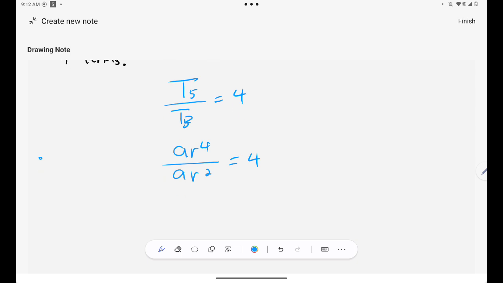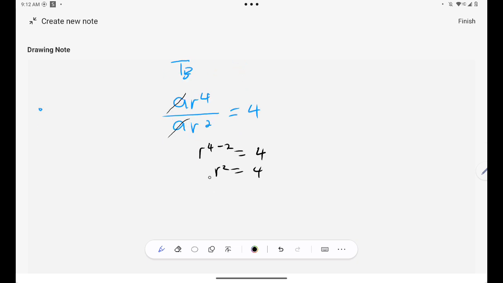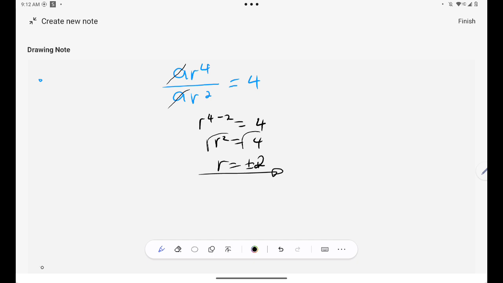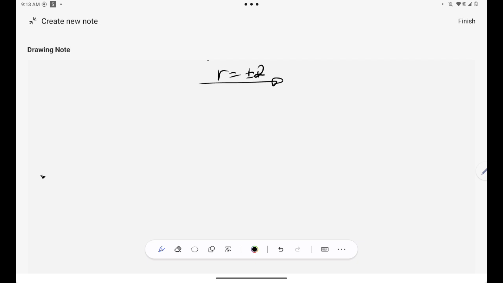So I know that these things will cancel since we are dividing. a and a cancel, and r and r, we are dividing bases that are the same. So it will be r to the power 4 minus 2 is equal to 4. Then r squared is 4. Then I'll just put a square root on both sides. r is plus or minus 2. In this question, they didn't specify whether r is greater than 0 or not, but it's fine. We will deal with r as positive 2 and negative 2.